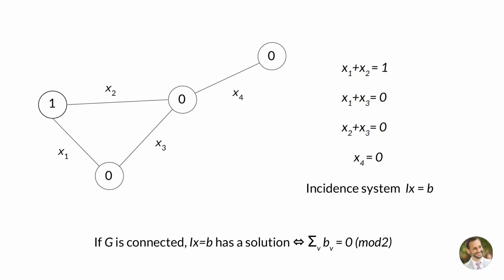If G is connected, then Ix equals b has a solution if and only if the sum of all labels is even. So the example above doesn't have a solution.